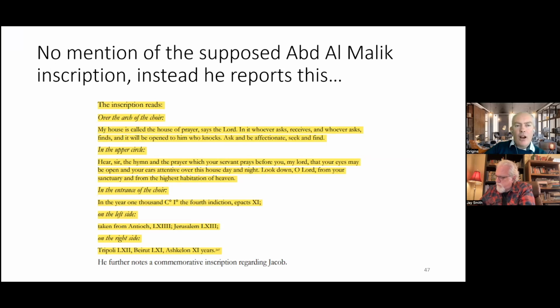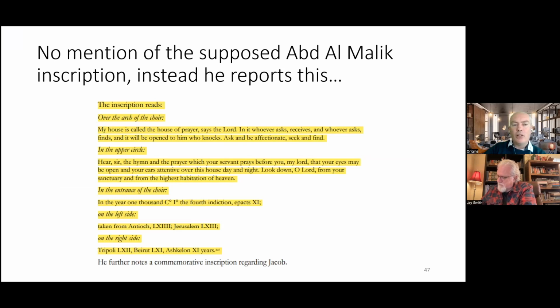The inscription reads, over the ark of the choir, my house is called the house of prayer, says the Lord. In it, whoever asks receives, whoever asks finds, and it will be open to him who knocks. Ask and be answered, seek and find. This is clearly a Christian inscription. It's taking quotes, as you can see, from the Gospels.